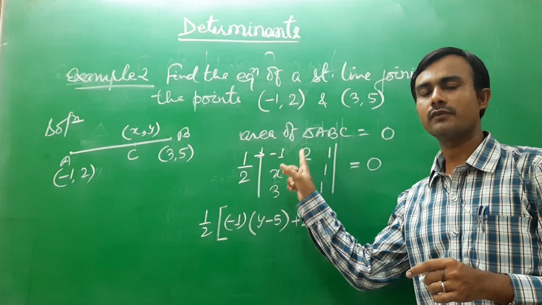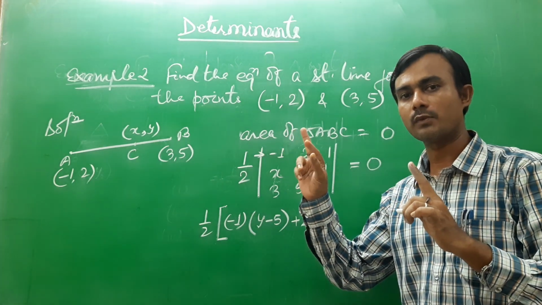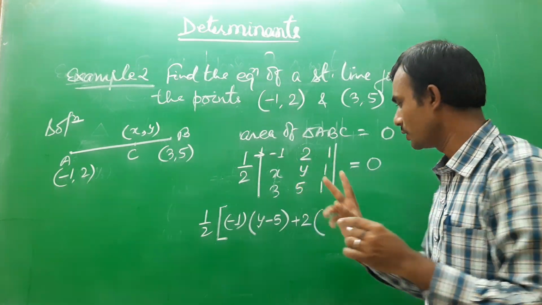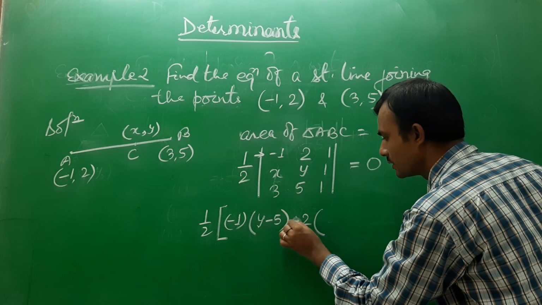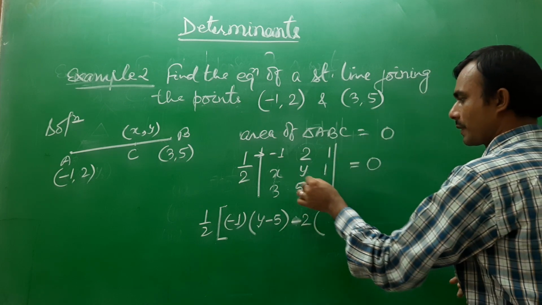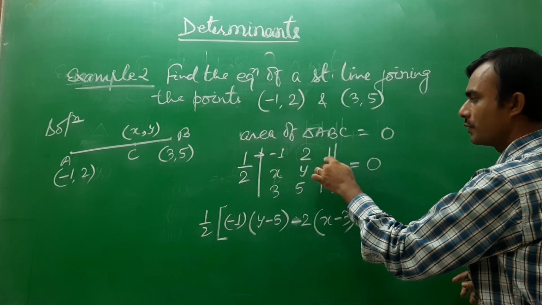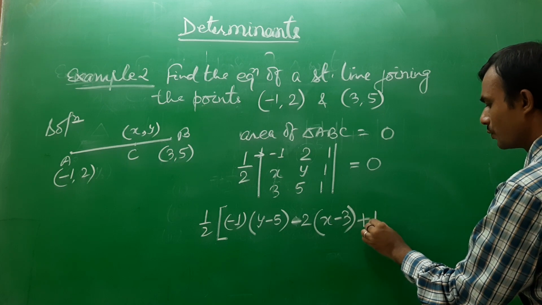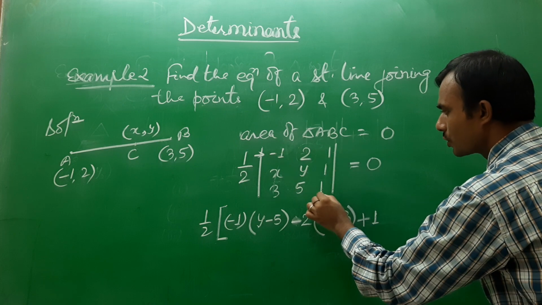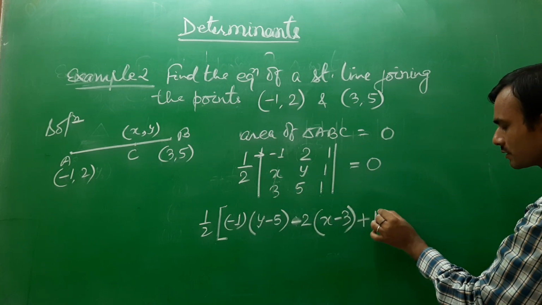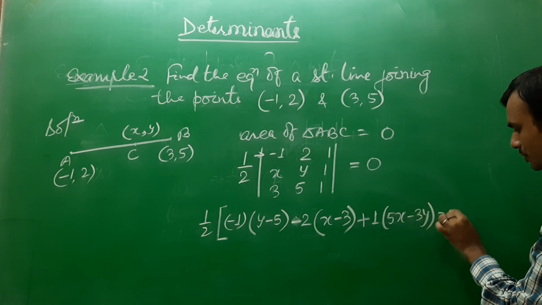Here the position is first row and second column, 1 plus 2 is 3, odd, so there will be a minus sign, so directly here I am writing minus, x - 3. Then for the last, 1 into the cofactor, deleting the corresponding row and column, 5x minus 3y, equals 0.